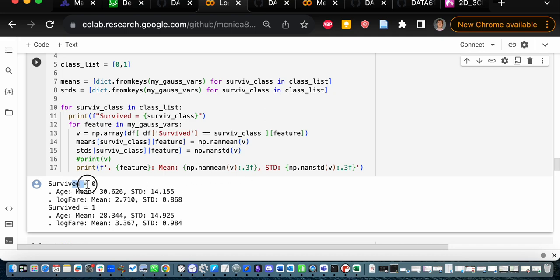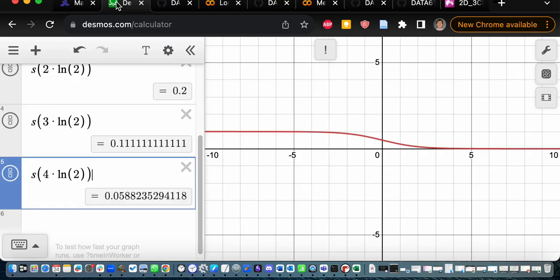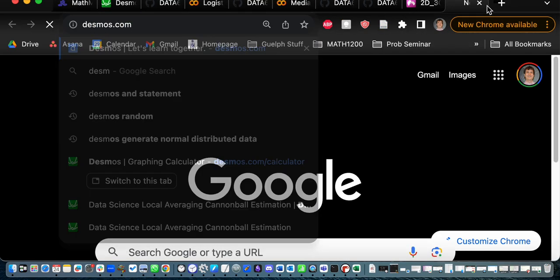For people who died, survived equals 0, they were 30 years old on average, and the standard deviation was 14 years. For people who survived, their age was 28 years on average, and the standard deviation was 14.9. So by knowing the mean, you can sort of imagine, in fact, you don't have to imagine, let's do it in Desmos.